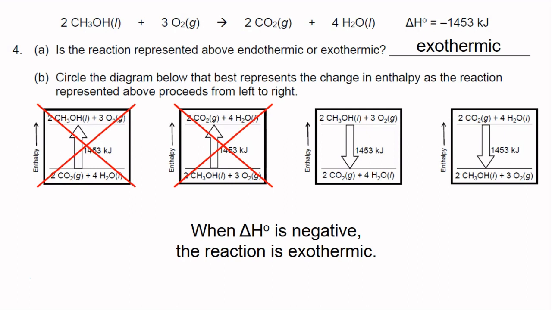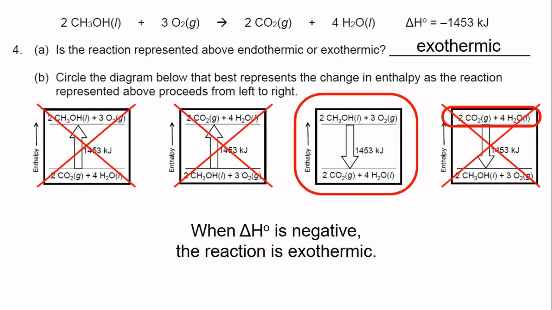Well, the problem with this last diagram is that we need to start with CH3OH and O2 as the reactants. Since the reactants are not carbon dioxide and water, that makes that diagram incorrect. So the correct answer is this third diagram that starts with CH3OH and oxygen, O2, and then it releases 1,453 kilojoules of energy as it moves toward the products, CO2 and H2O.